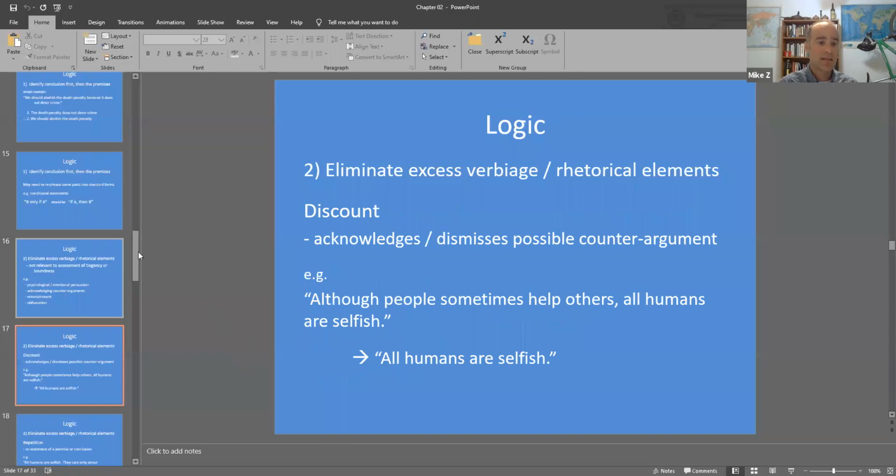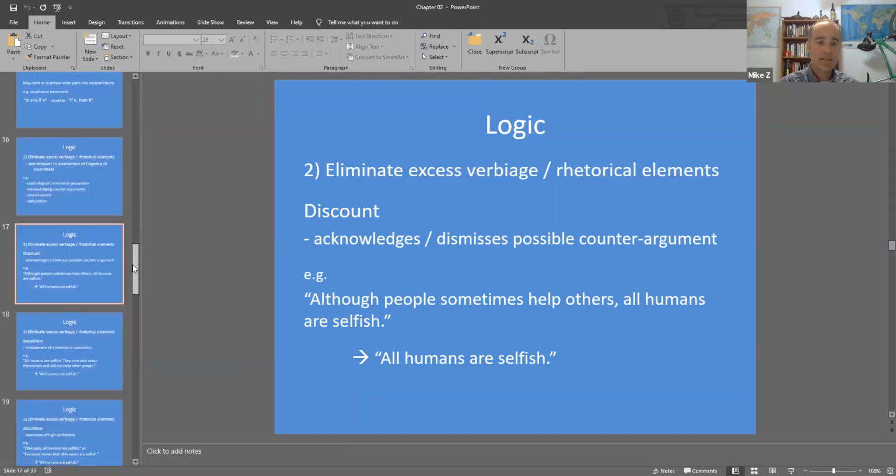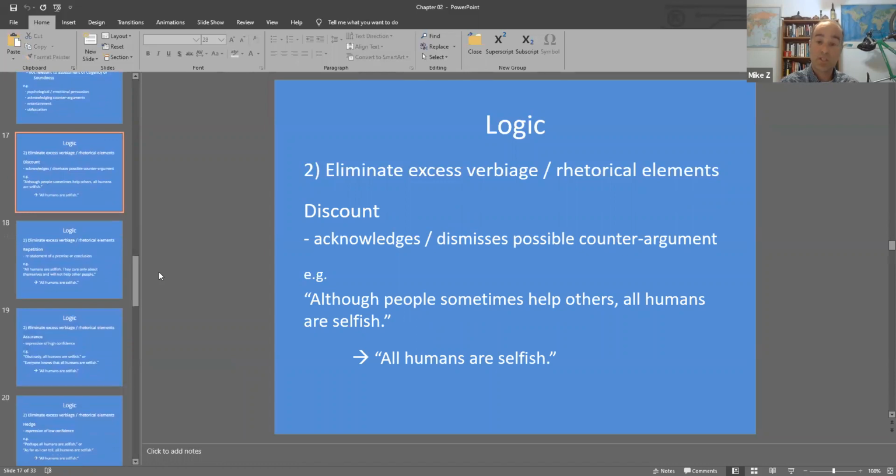The discount technique. This is the official label that's given to this acknowledging and then dismissing possible counterarguments. So for example, let's say that in the course of somebody's argument, they have this premise and they say, although sometimes people help others, all humans are selfish. And let's say that that's part of their argument. Well, what are they really saying here? What is the actual statement that the author is providing us with? Well, it's all humans are selfish. That's the core of the message of this sentence.